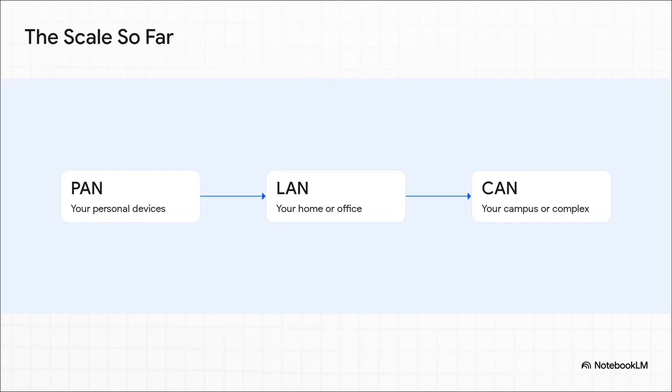Let's just pause for a second and look at how far we've come. We started with the PAN for your personal gear. We scaled up to the LAN for your home, and then we hit the CAN for a whole campus. You see the pattern here, right? We're building outwards, layer by layer. Each one solves a bigger problem of distance.